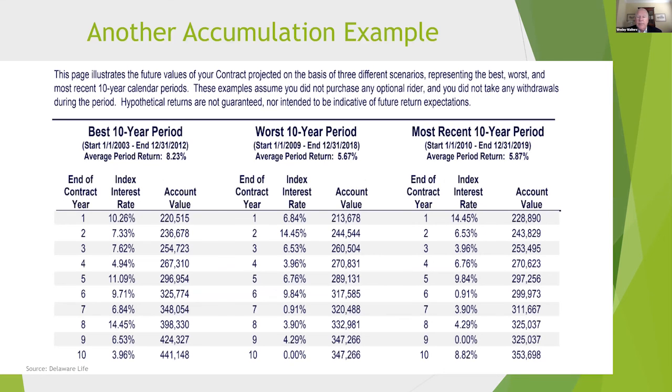Here's another example from a different company. The best 10-year period achieved an average of 8.23. The worst 10 years was 5.67, and the most recent 10 years was 5.87.